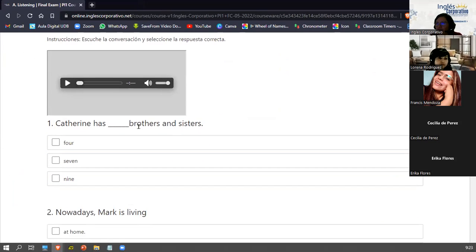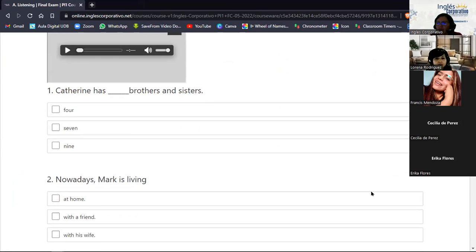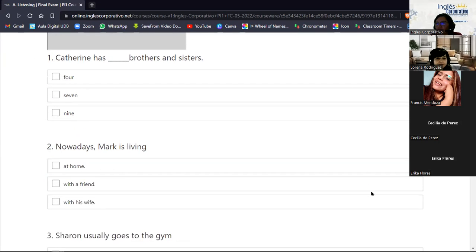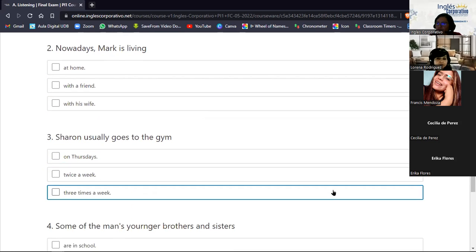So it says Catherine has, and then the number of brothers and sisters, right? ¿Cuál era la palabra que utilizamos para referirnos a ambos, brothers or sisters? ¿Se acuerdan cuál era? Sibling, muy bien. Sibling singular or siblings in plural, muy bien. Nowadays, Mark is living, and then you have three options: at home, with a friend, with his wife, right? Three, Sharon usually goes to the gym on Thursday, twice a week, and three times a week.